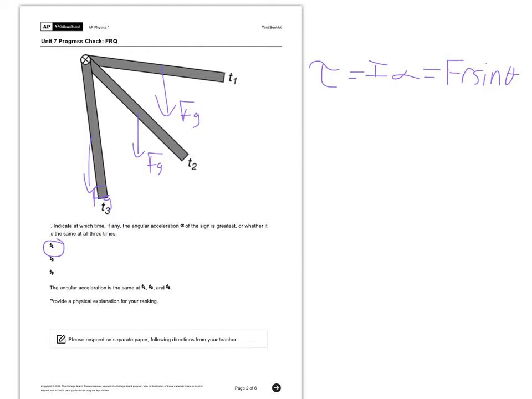Physical explanation for that ranking. This was worth 2 points. 1 point for indicating the relationship between angular acceleration and torque, so they are directly related, and 1 point for explaining that the torque will decrease as this rotates down, because the only force acting on it causing that torque would be the weight, and the angle here will decrease as it gets closer and closer to being completely vertical.